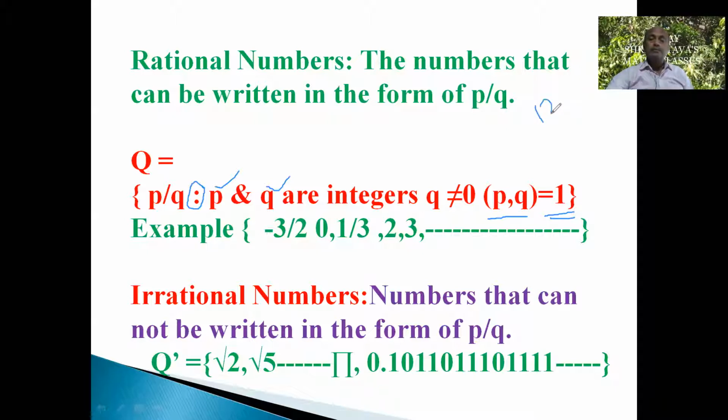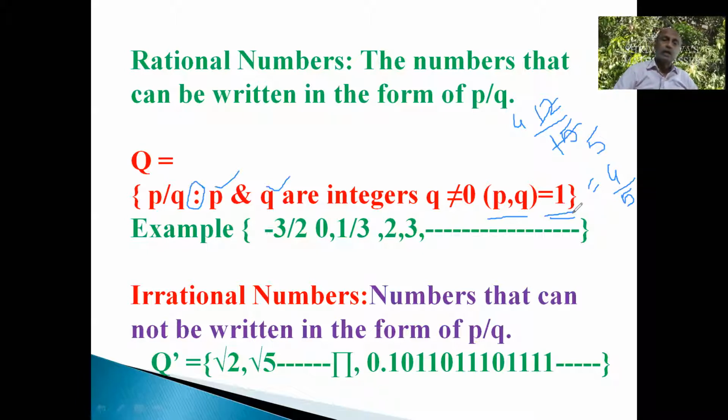12 upon 15 is a fraction but not a rational number because the HCF of the numerator and denominator is other than 1, that is 3. 3 4s are 12, 3 5s are 15. So its rational form is 4 upon 5. So now you can easily distinguish between a rational number and a fractional number. All fractional numbers cannot be rational numbers, but every rational number is a fraction also.